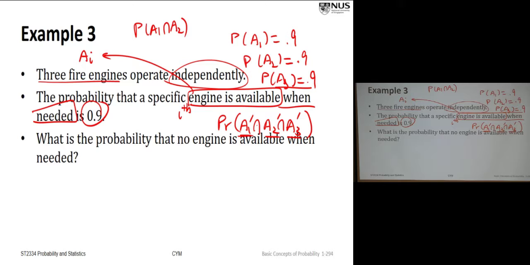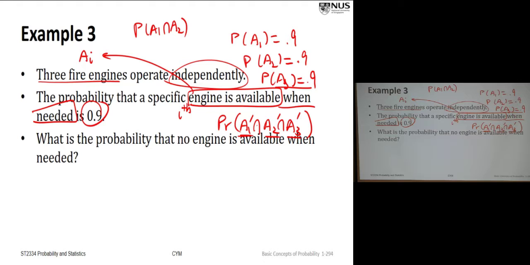Is it 0.9? Why not? I see only one number, 0.9, there. Because 0.9 refers to one particular machine being available when needed. Now I want 2 machines to be available at the same time. Do we know this probability? Is it given? No, it's not given. So it's not 0.9, which means you have to work on it.